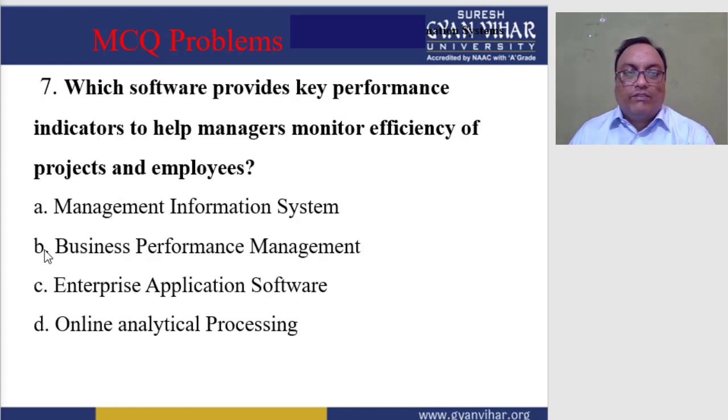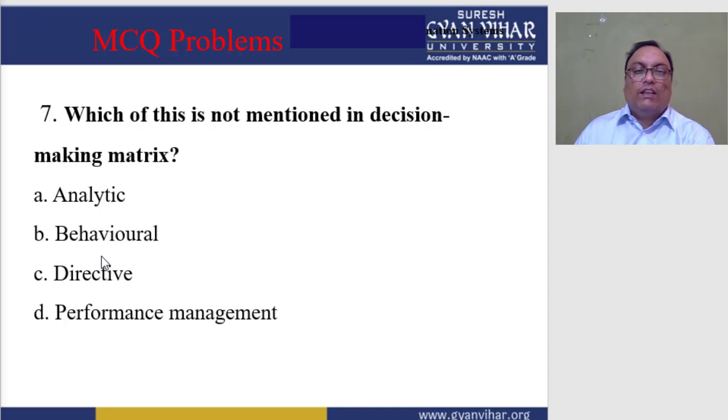Then move to question number 7. Which software provides key performance indicators to help managers monitor the efficiency of the project and employees? This is A, management information system, B, business performance management system, C, enterprise application software, D, online analytical processing. So the correct answer for this is enterprise application software. And the next MCQ problem: which of these is not mentioned in the decision making matrix? These are analytic, behavioral, directive, performance management. So the B option is right. This is the behavioral.